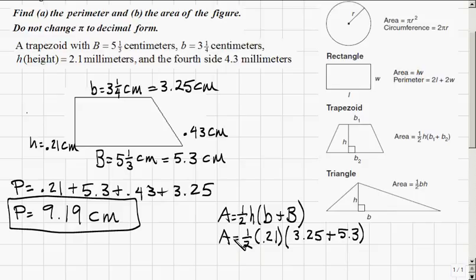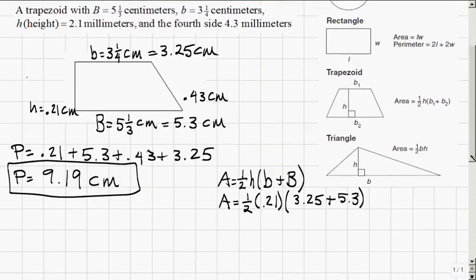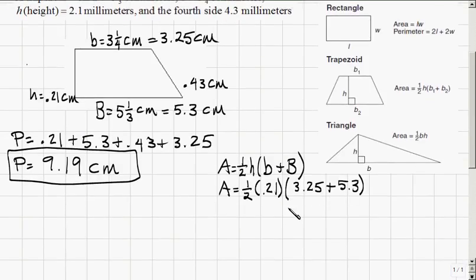Let's do the computation to find what the area is. Using order of operations, we'll first add these two decimals together, and then multiply by 0.21, and then multiply that by 1/2. So, in our heads, 3.25 plus 5.3: 5 plus nothing will be 5. 2 plus 3 will become 5 with a decimal point, and 5 plus 3 is 8. 3.25 plus 5.3 is 8.55. Multiplied by 0.21, and then multiply that by 1/2 for our total area.